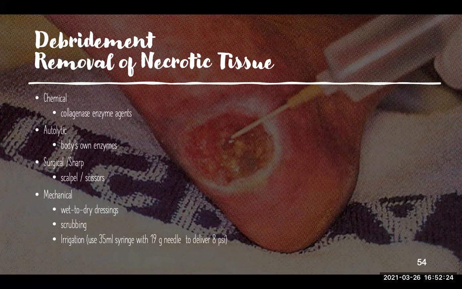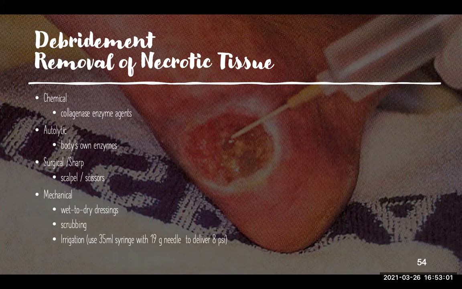Mechanical debridement is a new one I haven't mentioned yet, and we can do this a couple ways. Applying wet to dry dressings is one way. It's an old, outdated procedure. Or scrubbing the dead tissue away in the wound bed, or applying irrigant by using a 35 cc syringe with a 19 gauge needle. You're applying 8 PSI to the wound bed, and that will help break loose the dead tissue.